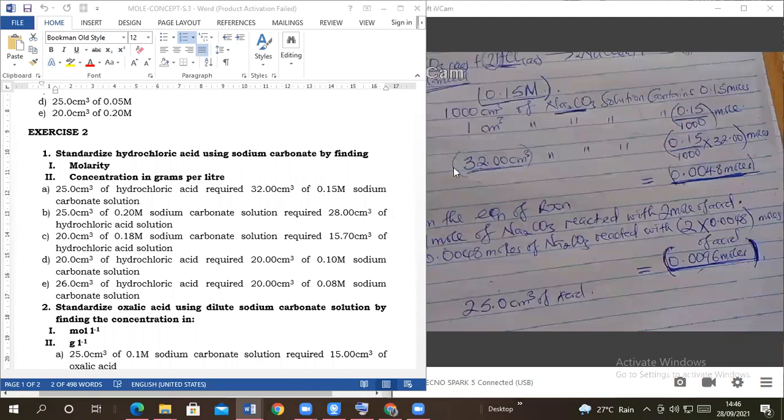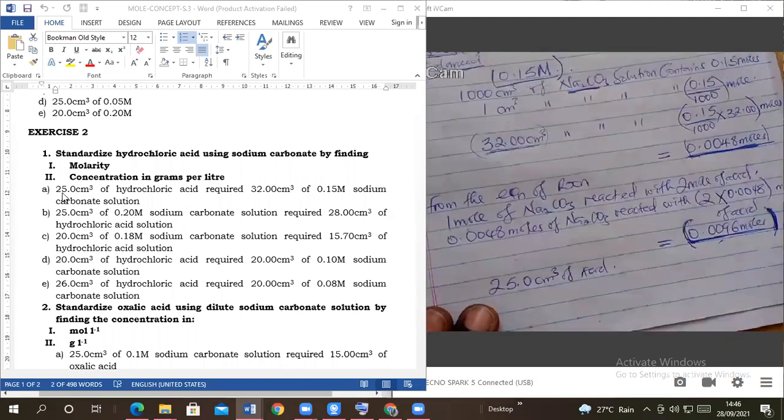We can go on. So these volumes were given. The volume of the acid was 25, is the one that was reacting with 32. So if you get the moles of this sodium carbonate in 32, then use the mole ratios to get the moles of the acid. Now, if you get those moles of the acid, this volume was reacting with this. Therefore, those moles you get will be the ones in 25 cubic centimeters. Because the answer is they want the molarity of hydrochloric acid. They want the molarity of hydrochloric acid because they have told you to standardize hydrochloric acid.